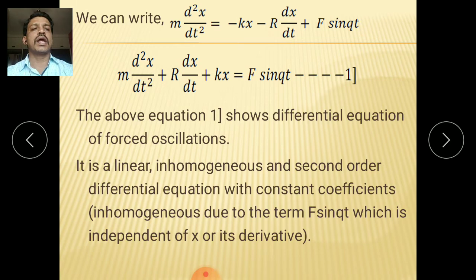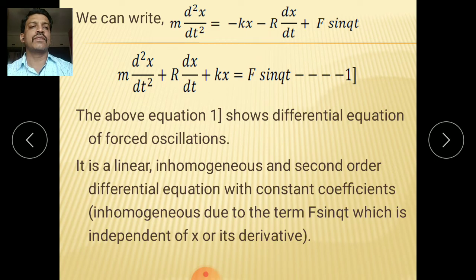Now we rearrange the terms. We change the side of the two terms minus kx and minus r dx by dt. When we change the side, there is a change in sign, and therefore here it is a plus sign, and here it is also a plus sign. So m d2x by dt square plus r dx by dt plus kx equals F sin qt. So this is the equation.